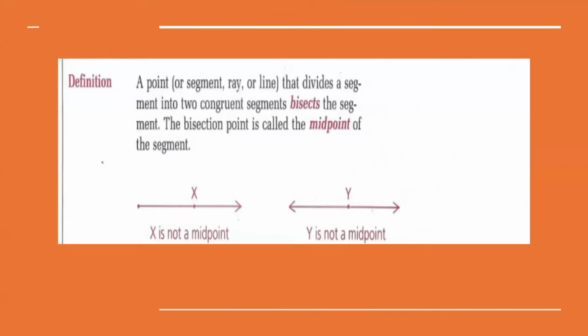A midpoint is a point, ray, segment, or line that divides a segment into two congruent segments, bisects a segment. The bisection part is called the midpoint of the segment. So here, point X is not the midpoint, and point Y is also not the midpoint.